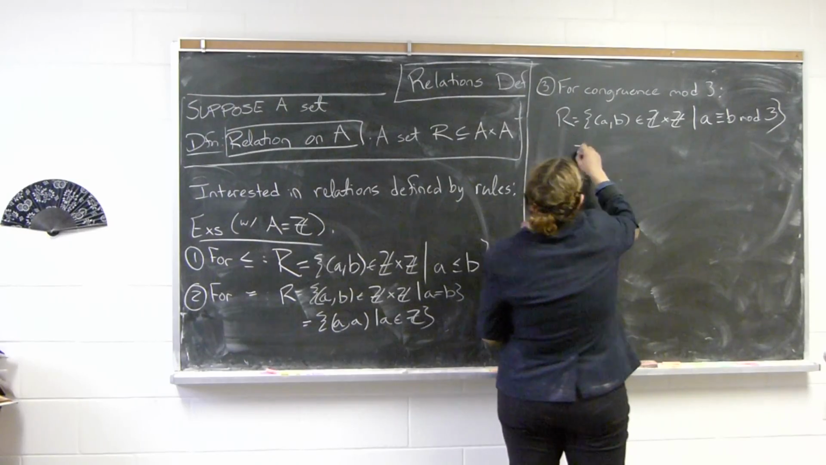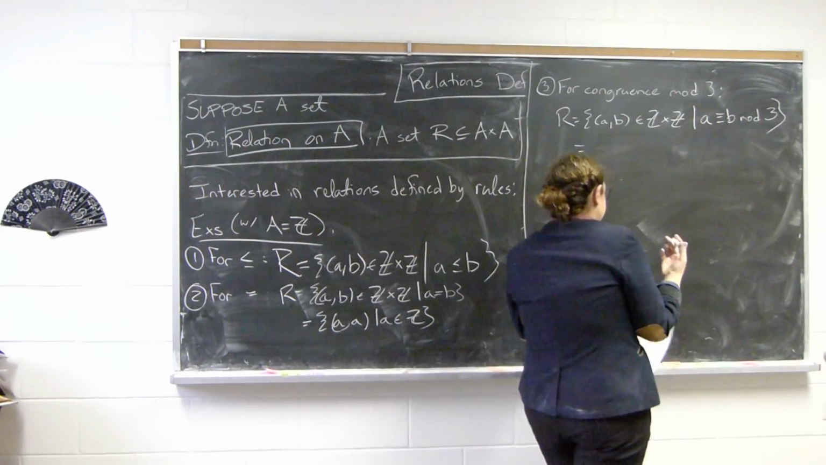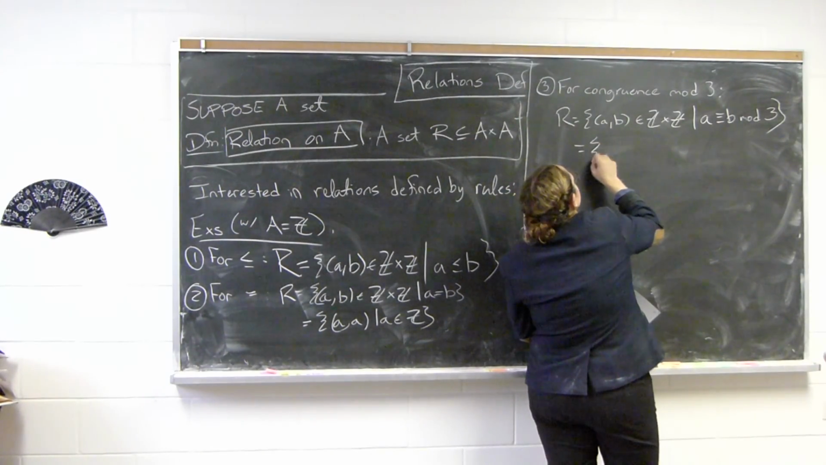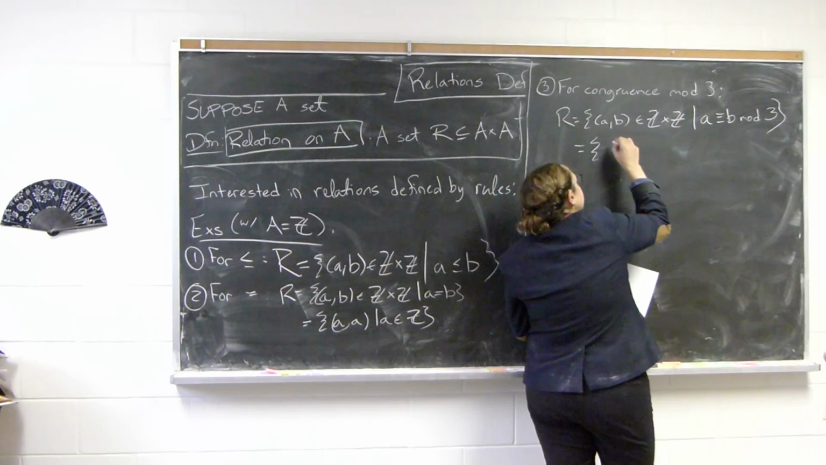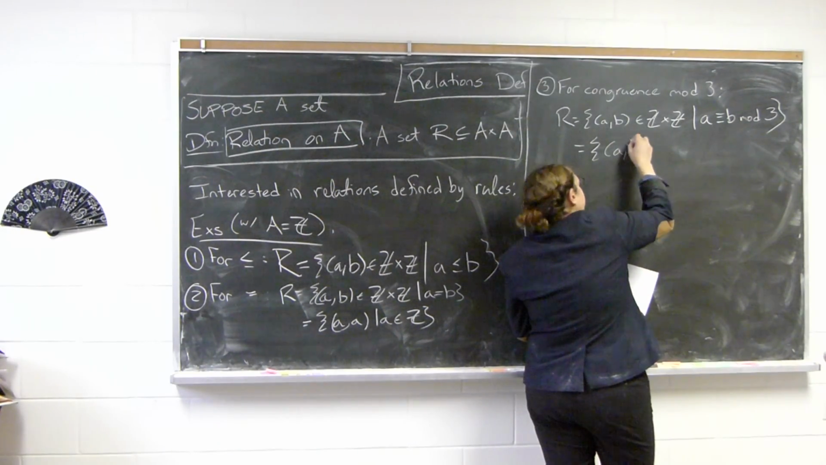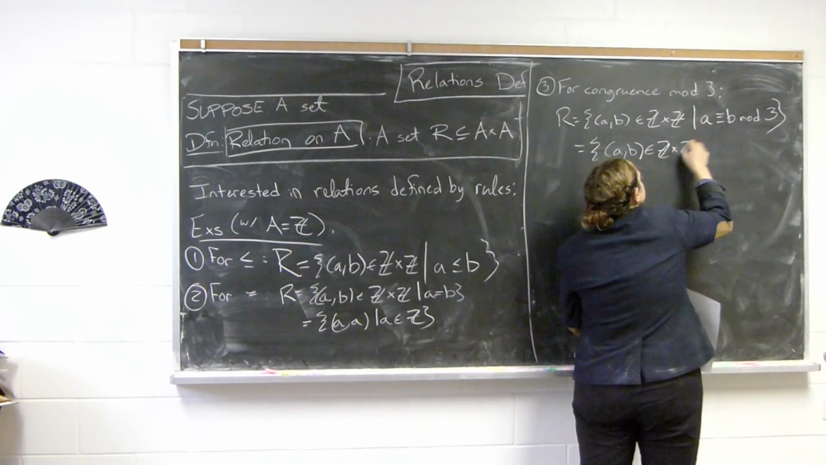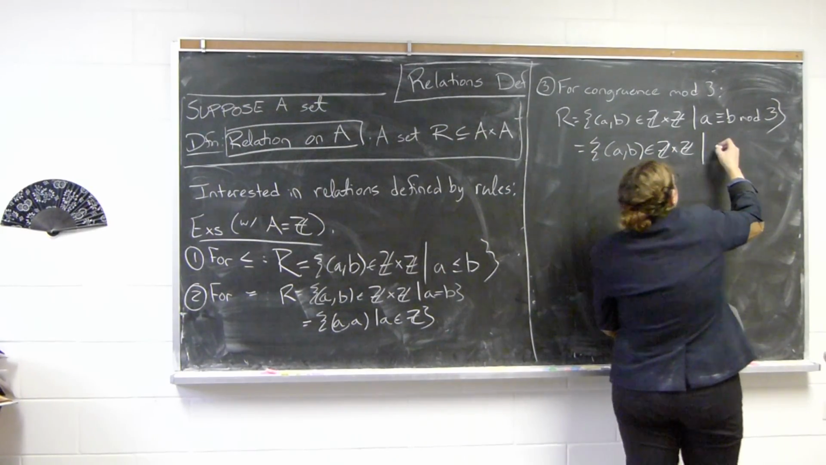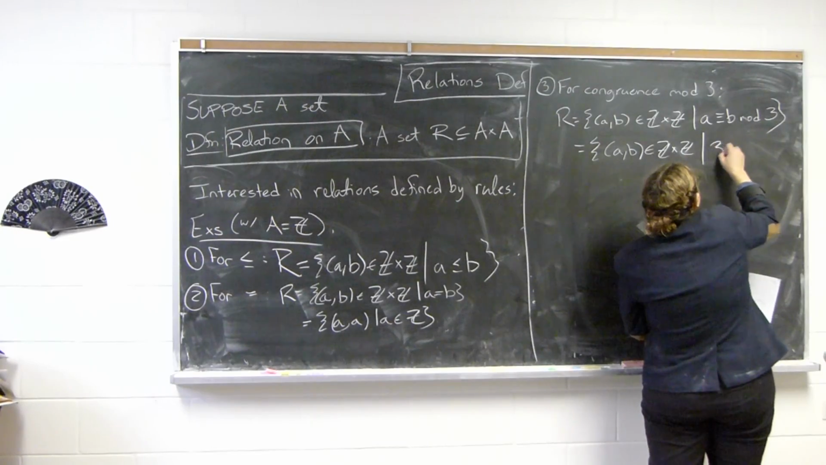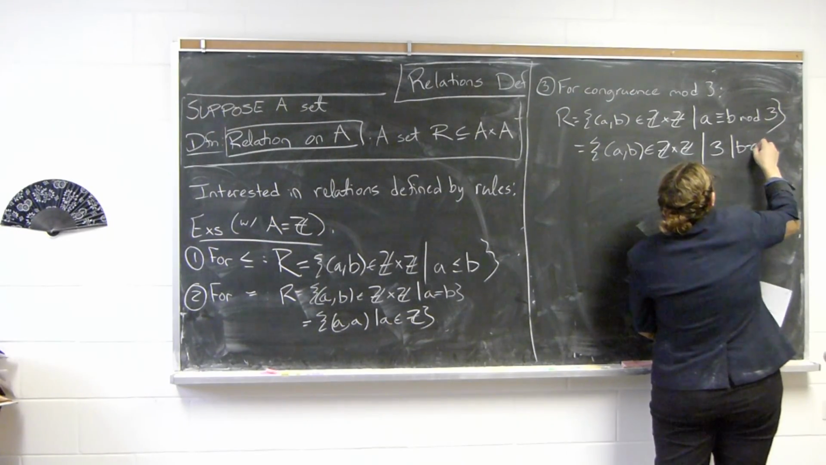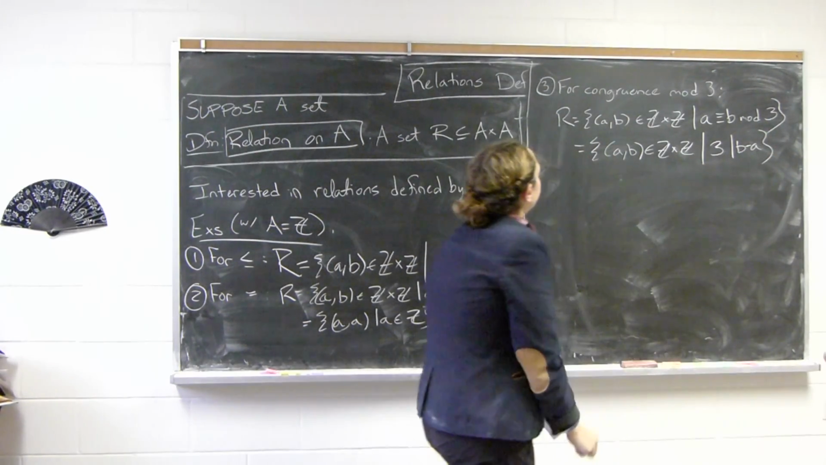What exactly does that mean? It means that 3 divides the difference. That's precisely what it means: a is congruent to b mod 3 is precisely to say that 3 divides b minus a.